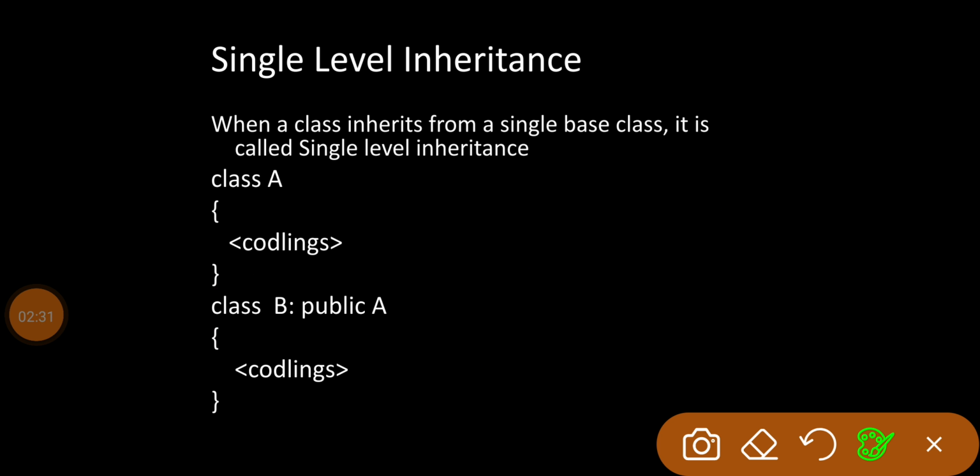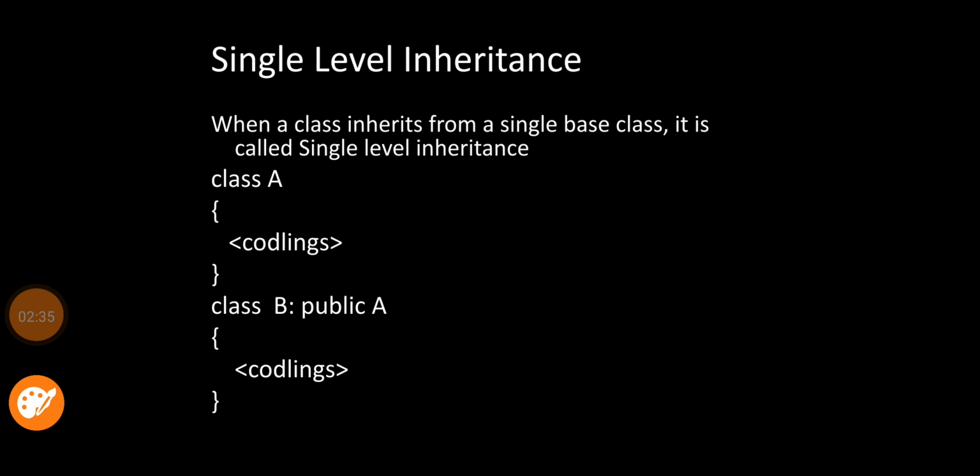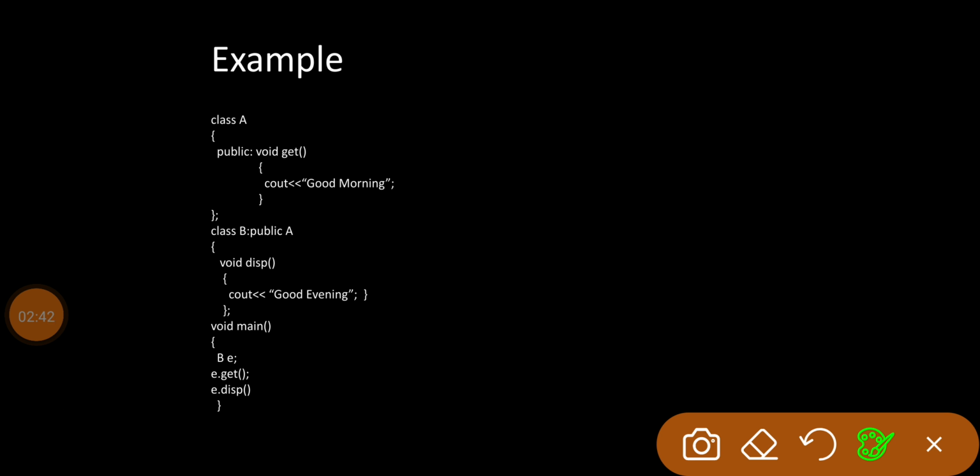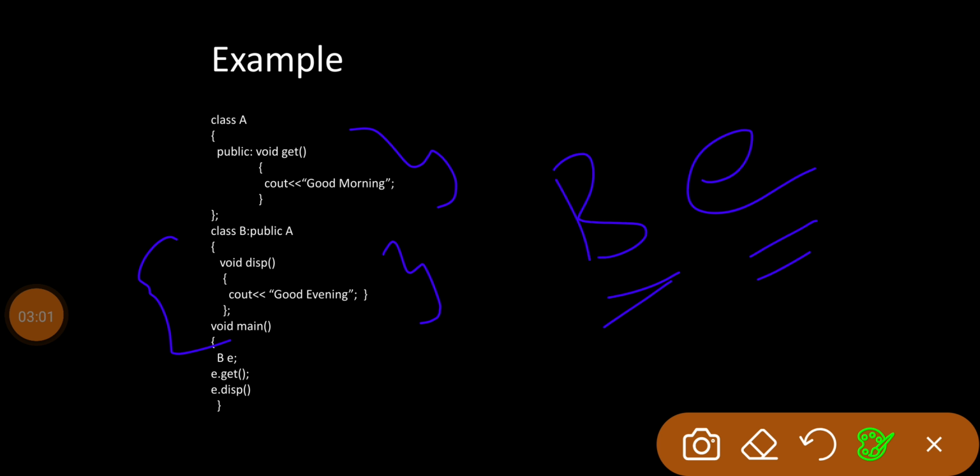Let us discuss this single level inheritance with an example. Observe this program. This program contains class A and class B. Class A contains one member function get. Class B contains one member function disp. So in the main, I am creating an object for the class B. That is, B E, where B is a class and E is an object.